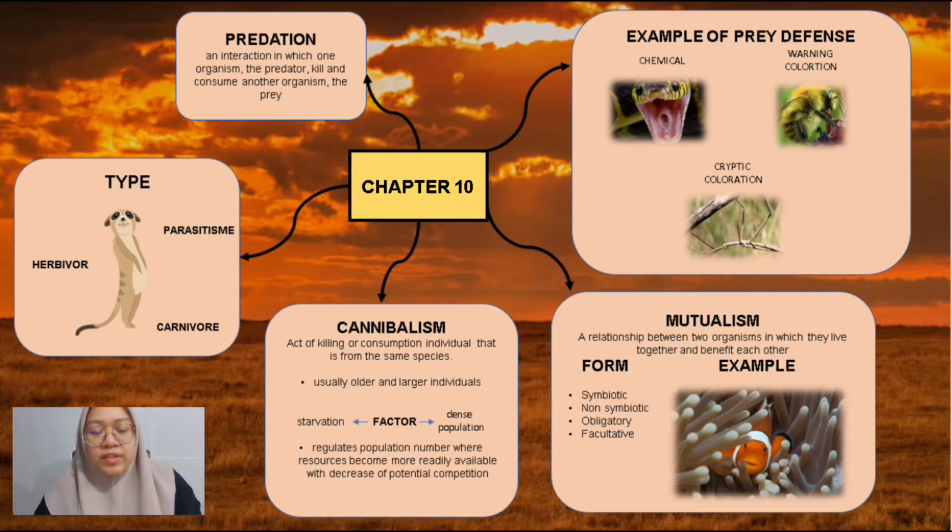Guys, please remember, when there is predation, of course, prey will have a defense mechanism to protect themselves. For example, chemical defense, warning coloration, and also cryptic coloration.